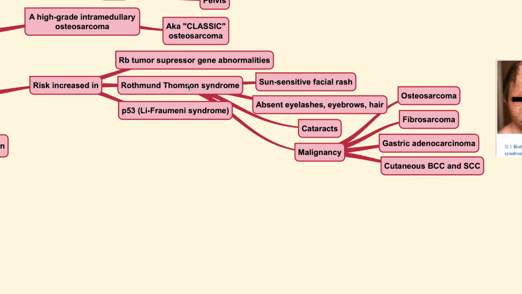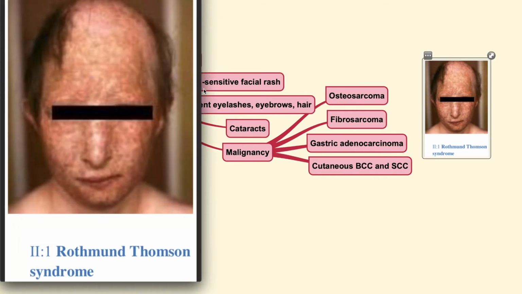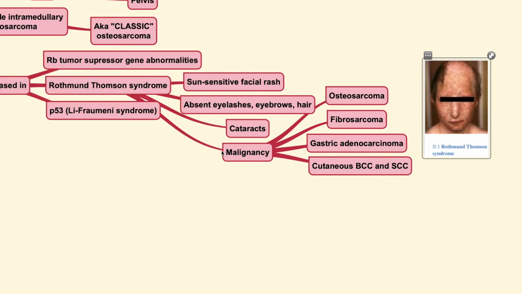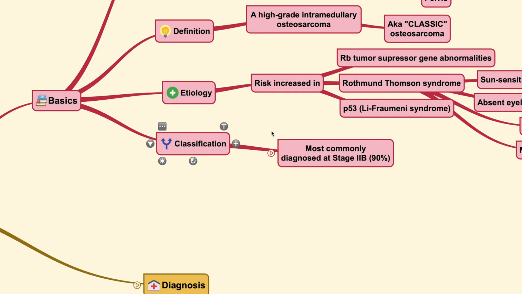But sometimes the risk for this type of tumor is also found in other types of syndromes, such as the Rothmund-Thomson syndrome, in which the patient has a characteristic appearance with loads of facial rash. They are sun sensitive. There could also be loss of eyelashes, eyebrows, and hair loss. These patients are also associated with other conditions such as cataracts, and they may have other types of malignancy besides osteosarcoma. And we all know about the P53, which is associated with the tumor.